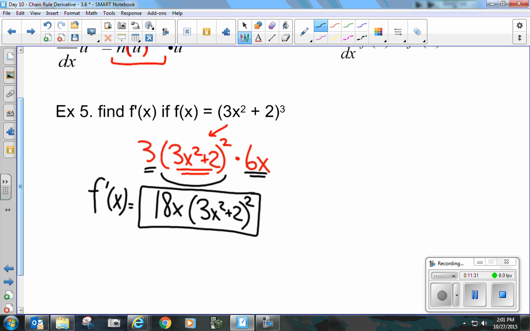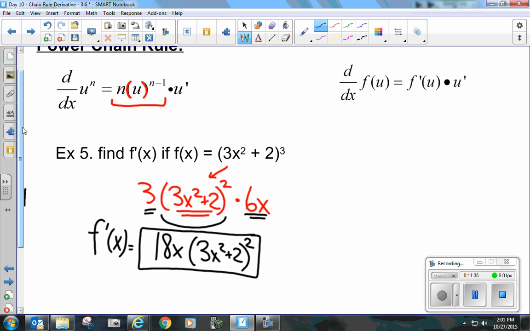Why did I put this 3 in front here? Because don't I have to take n and multiply it by whatever the coefficient is? So this 3 comes out front and multiplies whatever the coefficient is. Technically there's a 1 here, isn't there? 3 times 1 is 3. I leave the parentheses the same, and then I subtract 1 from the exponent to make it 2. And then I multiply by whatever the derivative of the function inside the parentheses is.